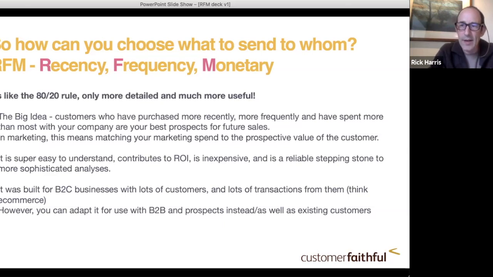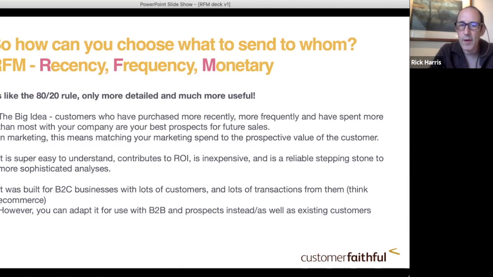So the big idea of RFM, which is hopefully easy to understand, is basically the customers you have that have purchased most recently, yesterday, last week, the people that buy from you most frequently, and the people that spend the most amount of money with you, they are the best prospects for your future sales.